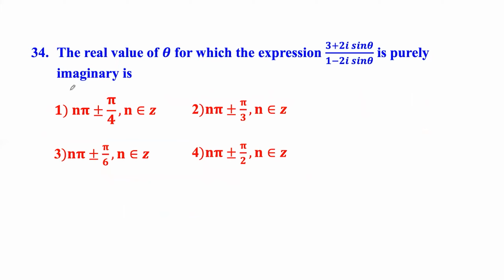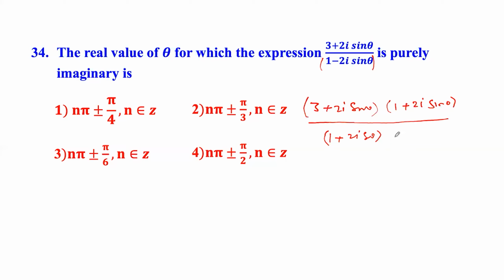Okay. So a different variety of question would be like: find the real number theta for which the expression is purely imaginary. So obviously we have to find the real part of this. How to find the real part? By multiplying with the conjugate. The expression is 1 plus 2i sine theta, and the conjugate is 1 minus 2i sine theta, so we get (1 plus 2i sine theta) upon (1 plus 2i sine theta)(1 minus 2i sine theta), right?